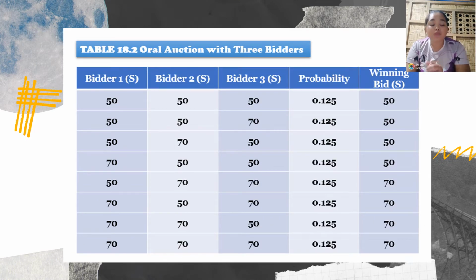Now suppose there were three bidders showing up in the auction. As before, they could either be high value bidders with a value of 70 or low value bidders with a value of 50.